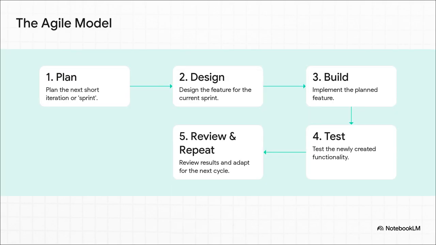And that brings us to the agile model. This is a totally different way of thinking. Instead of one huge, long project, agile works in small, quick cycles called sprints. In each sprint, you go through the whole process: plan, design, build, test, but for just a small piece of the project. Then you review and do it all over again for the next piece. This makes it so much easier to adapt and, crucially, to build security checks into every single cycle.